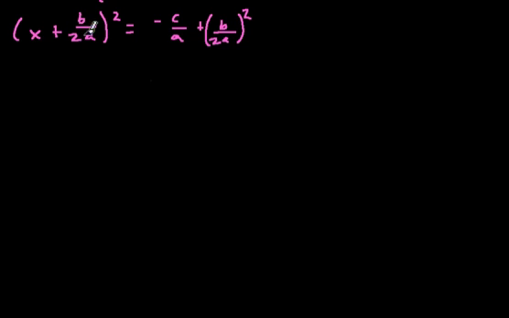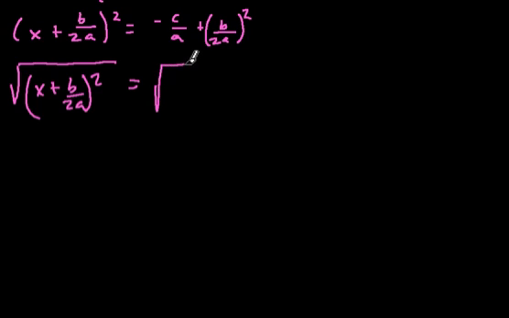Well, just like we do when we have a variable squared, if you want to know what it is, you take the square root. So let's take the square root of both sides. The square root of (x plus b over 2a) squared will equal the square root of minus c over a plus (b over 2a) squared. Okay, what can we do here?